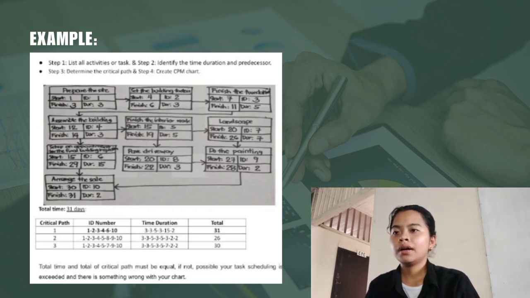Arrange the sale. Nag-start siya, 30. Ang nga task, dapat humanan ning set up an appointment for the final building inspection. So, start na 30, then, ang yung duration is 2 days. Giadto na siya, gikuha isa, manang 31 siya na human. So, atong total time is 31 days.